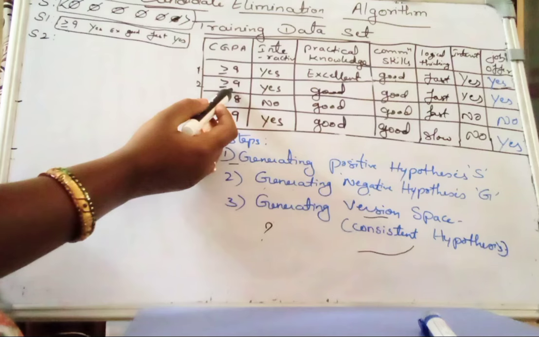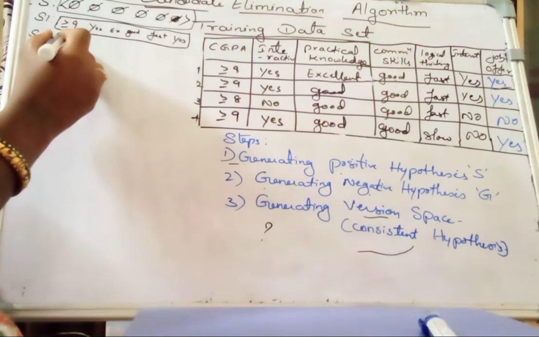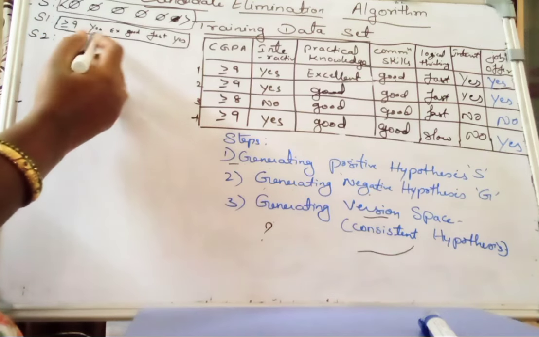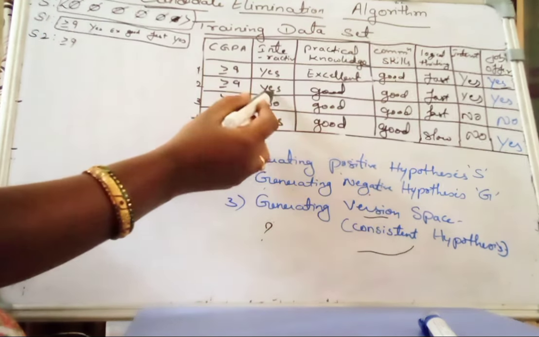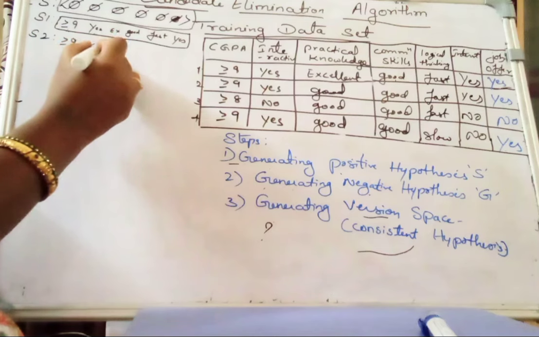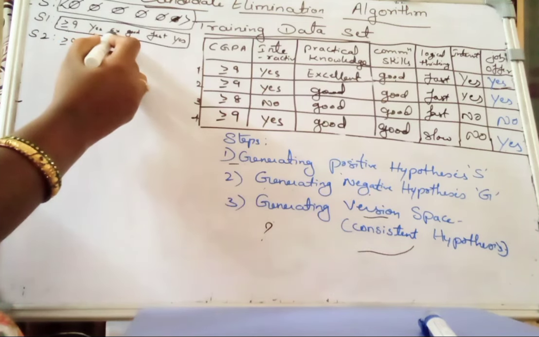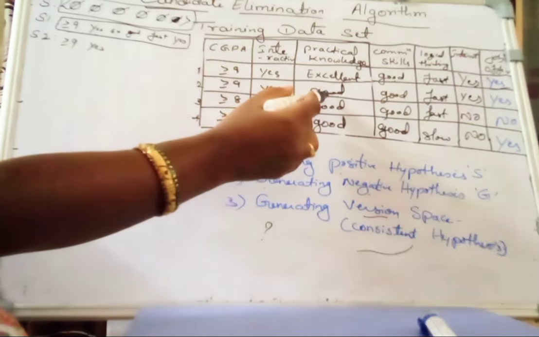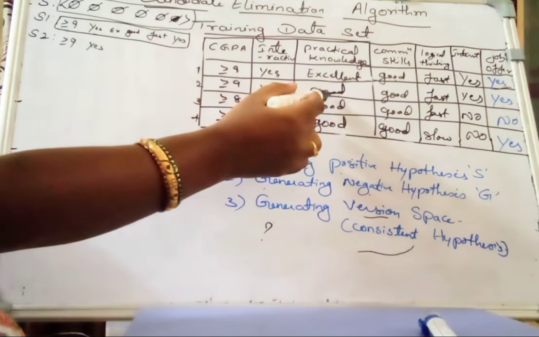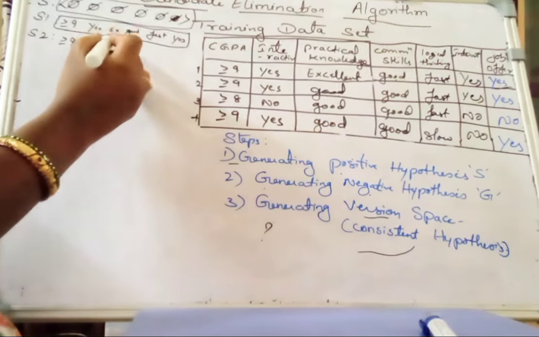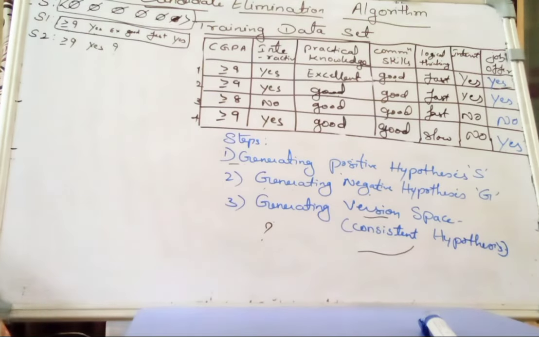And instance 2 also you have greater than or equal to 9. So when you have the same, we can't do anything, just write it as it is. Now you have yes here, and here also you have yes, just write yes itself. You have excellent here, and here the attribute value you have good. When the attribute values are different, opposite, one instance is good and another instance is excellent, then to generate the hypothesis, we should put the question mark.